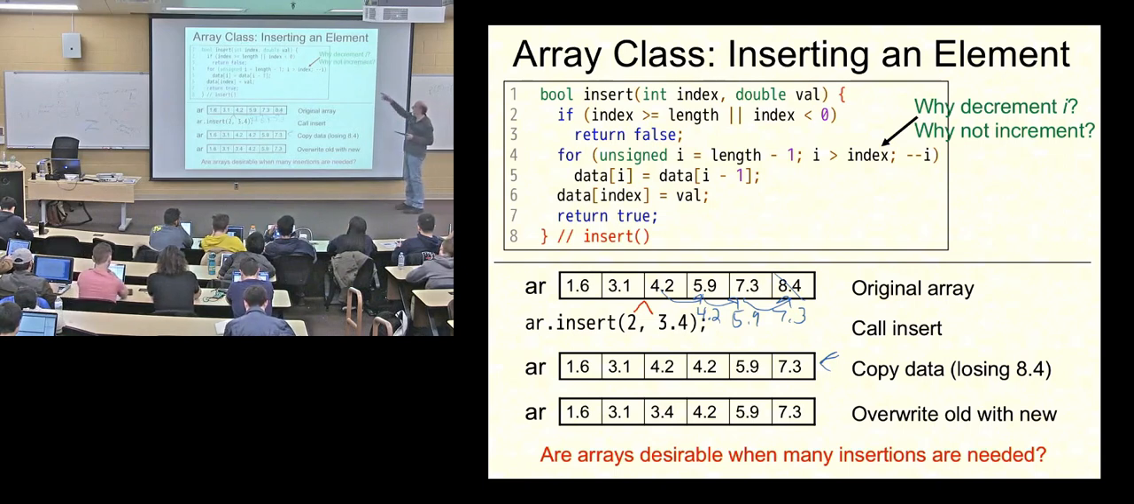Why did we start at the back end and increment to the middle? Why didn't we start in the middle and increment to reach the back end? Why did we go from end to middle instead of middle to end?